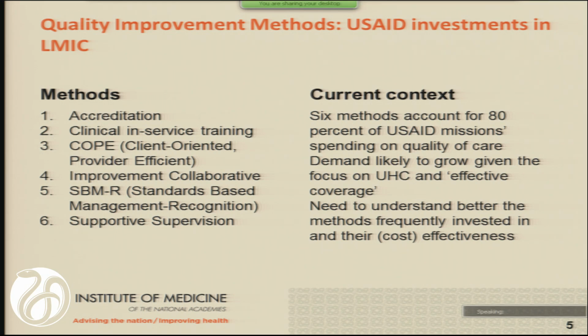And the demand from countries will likely grow, given the focus on universal health coverage and the strengthening of health systems to achieve effective coverage. And the effectiveness component very much relies on improvement of not just access, but actually quality of services provided. So we need to really understand better the methods that have been invested in by USAID and their effectiveness, and in particular cost effectiveness. So let's have a look at these before we come to the issues.